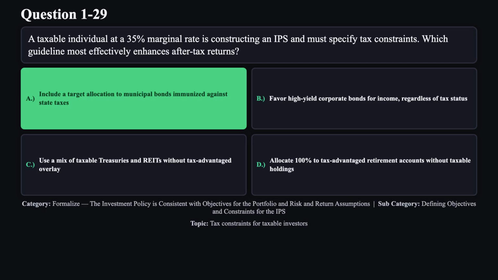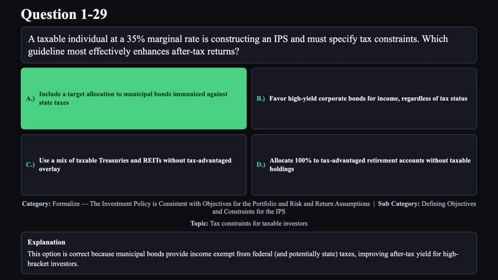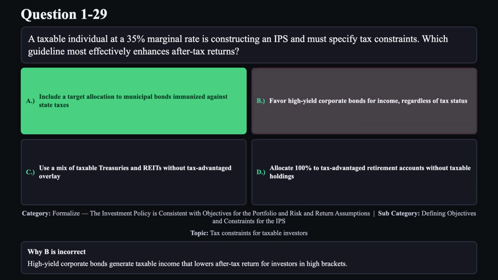The correct answer is A. This option is correct because municipal bonds provide income exempt from federal and potentially state taxes, improving after-tax yield for high-bracket investors. Reason B is not correct. High-yield corporate bonds generate taxable income that lowers after-tax return for investors in high brackets.